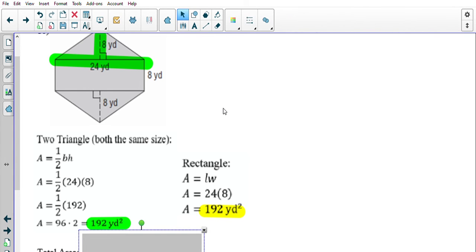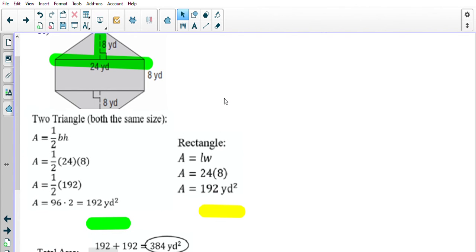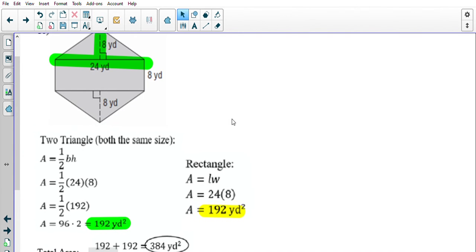Now, let's add those numbers together. There we go. Add those numbers together, the 192 for the two triangles, the 192 for the rectangle, you get a total area of 384 yards squared.